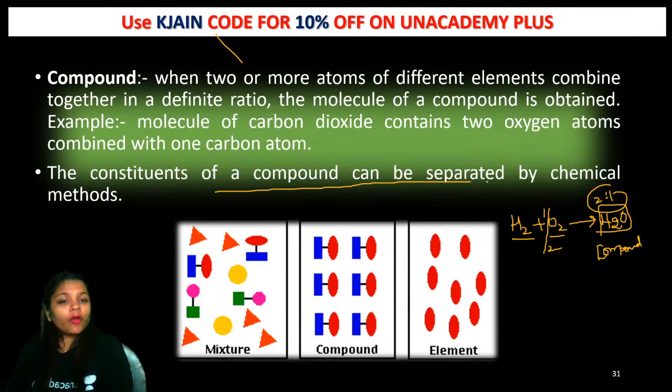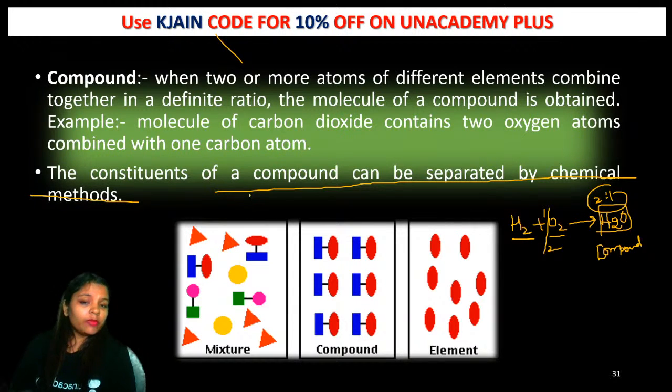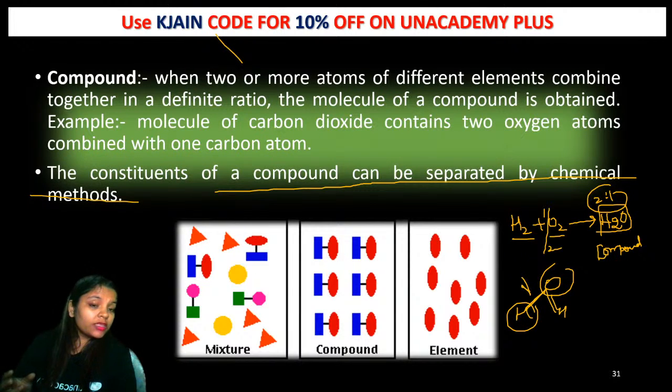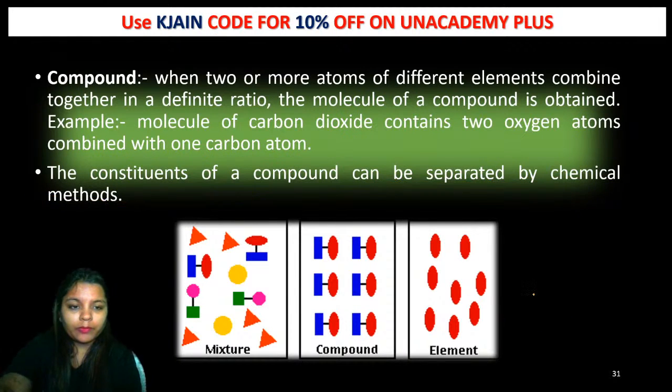The constituents of a compound can be separated by a chemical method, not a physical method. We have to break the bond between the hydrogen and the oxygen. If we want to separate this hydrogen and oxygen, then we have to break this bond, and bond breaking is possible only when you use chemical methods.